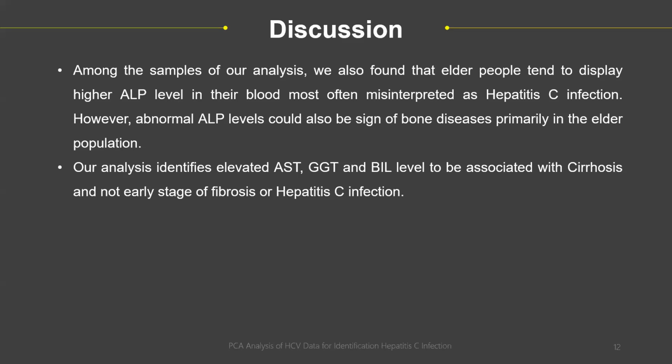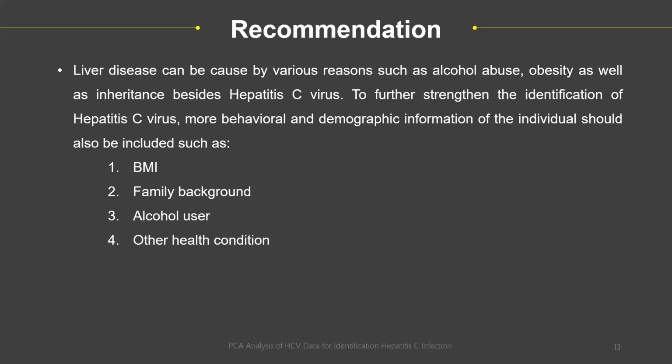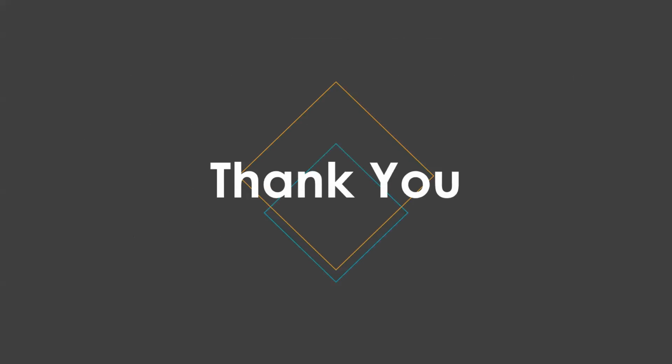Our analysis also identified elevated AST, GGT, and BIL levels to be associated with cirrhosis and not the early stage of fibrosis or hepatitis C infection. Our recommendation is that, since liver disease can be caused by various reasons such as alcohol abuse, obesity, and inheritance, to further strengthen the identification of this virus, we could introduce behavioral and demographic information such as BMI, family background, alcohol use, and other health conditions. Thank you.